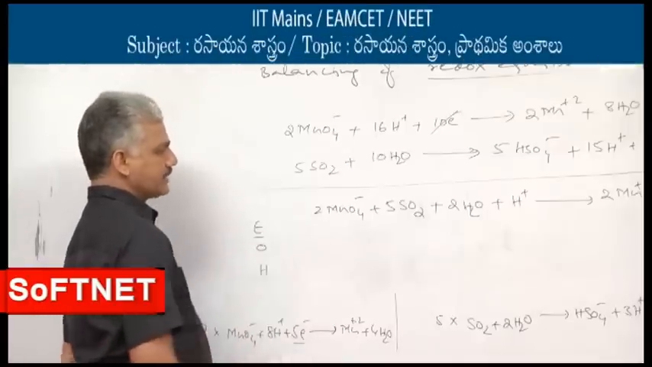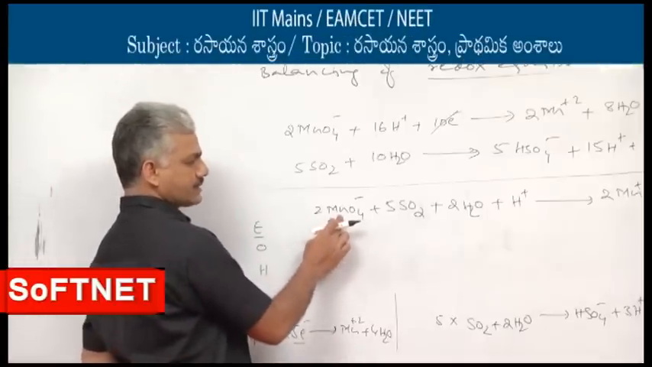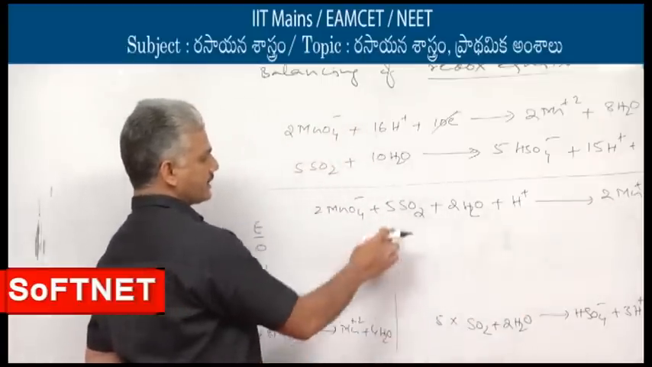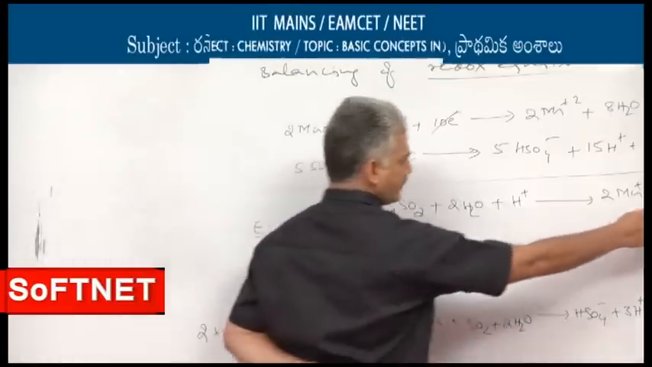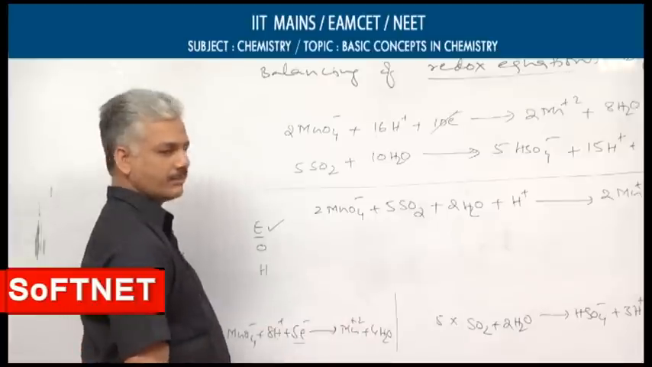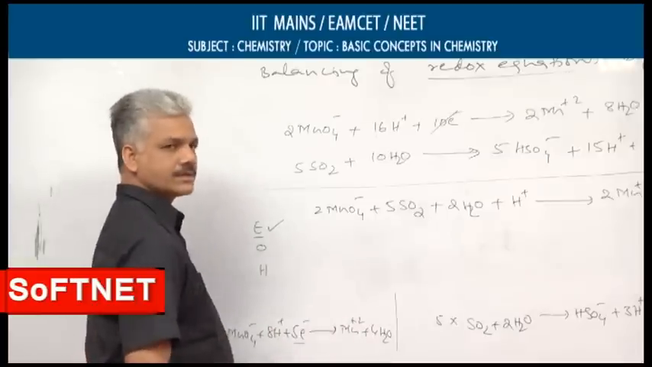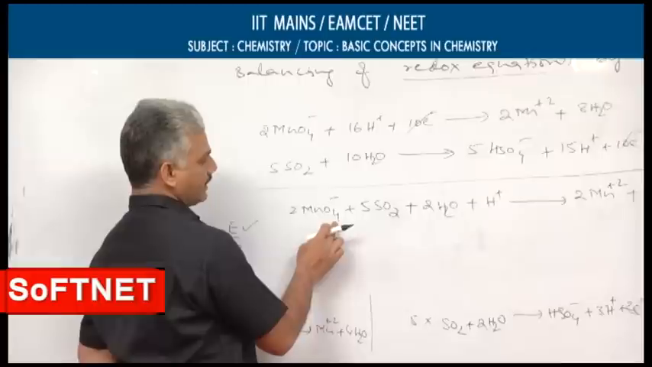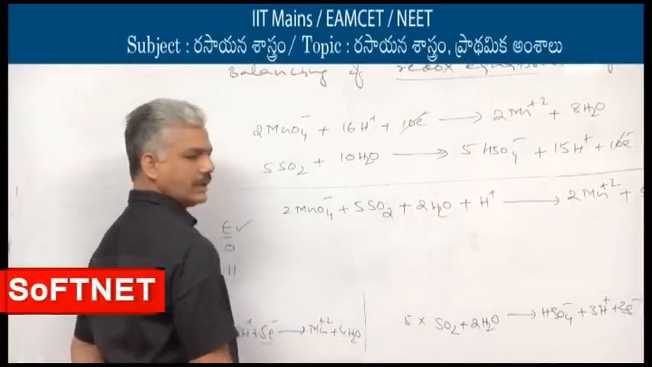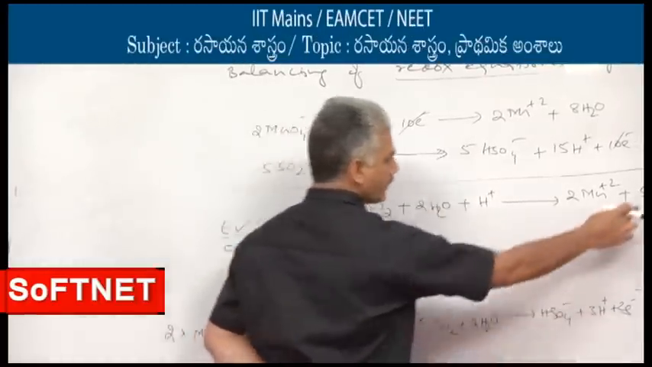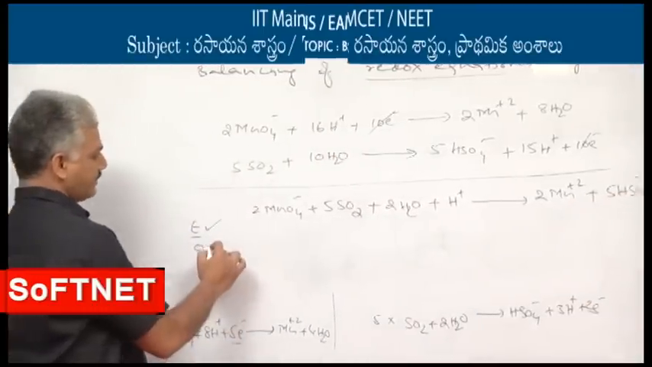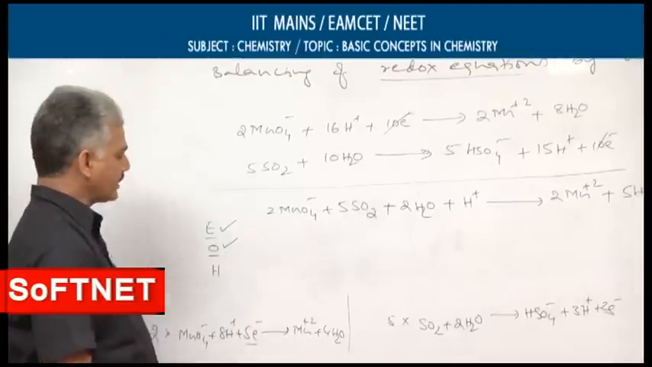As far as elements are concerned, 2 manganese atoms are present on the reactant side, 2 on the product side. Sulfur, 5 sulfur atoms on the product side. That means element is balanced. Checking for oxygen, on the reactant side 8 plus 10, 18 plus 2, 20 oxygen atoms are present. On the product side also 20 oxygen atoms are present. That means oxygen is balanced.